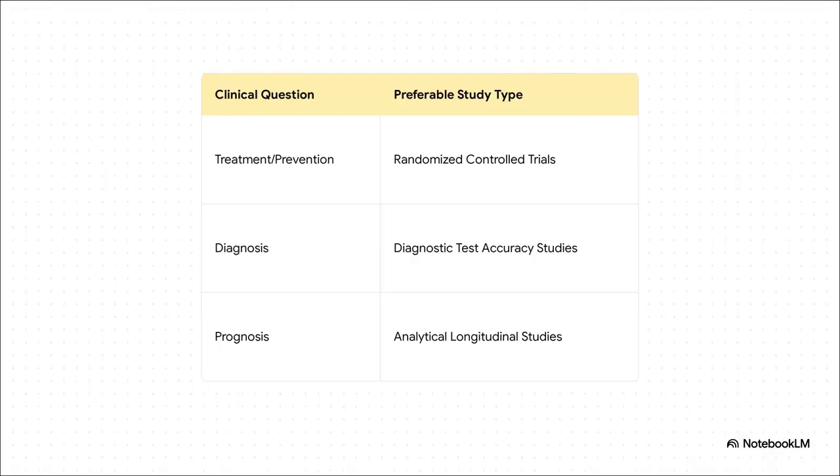Now here's what's so fascinating about this. These reviews are incredibly targeted. This isn't just some random grab bag of papers. A systematic review is meticulously designed to answer a very specific kind of clinical question. So for example, if your question is all about treatment effectiveness, the review is going to hunt down randomized controlled trials. If you're asking about diagnosis, it's going to prioritize diagnostic test accuracy studies. It's all about making sure the evidence is a perfect match for the clinical problem you're trying to solve.